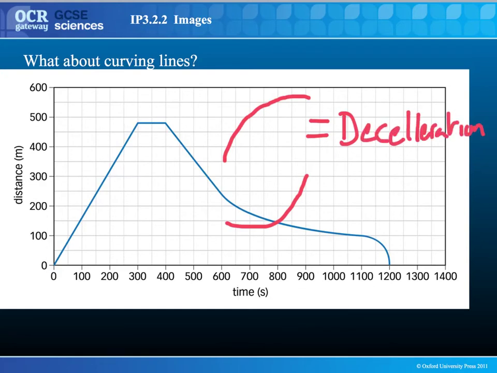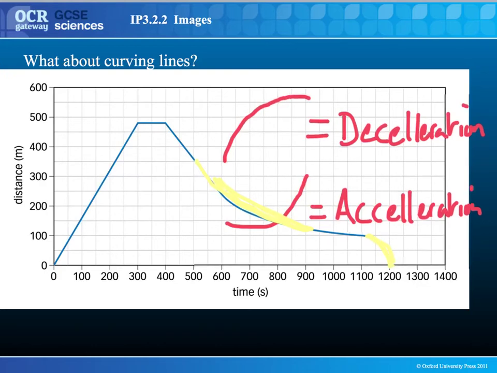The opposite is true for a line that is steepening. A steepening line shows that speed is increasing, which is acceleration. So in these situations here, in that situation, this line is levelling off, which means deceleration is occurring. And in this situation here, that line is getting steeper, so acceleration is taking place.